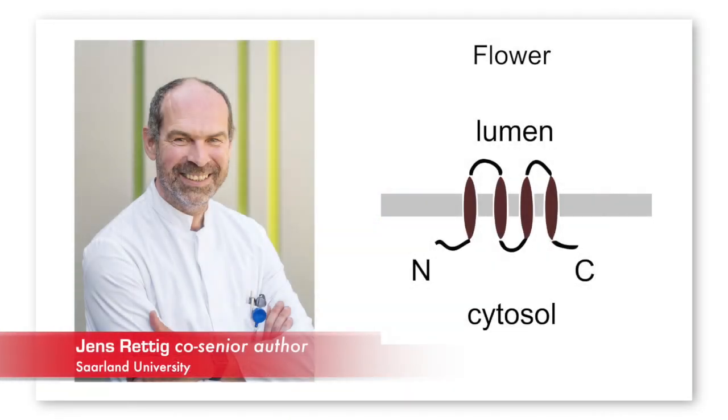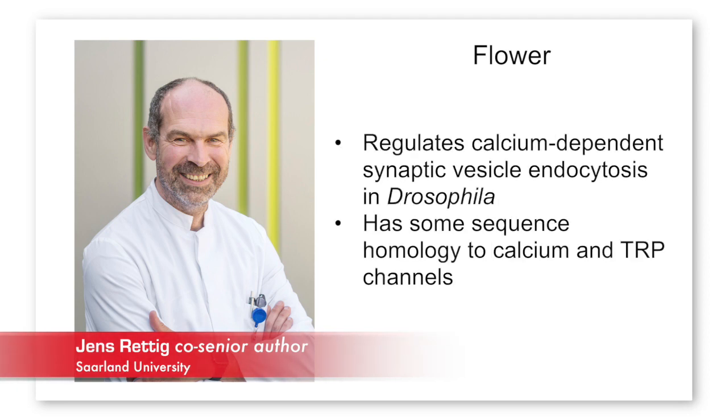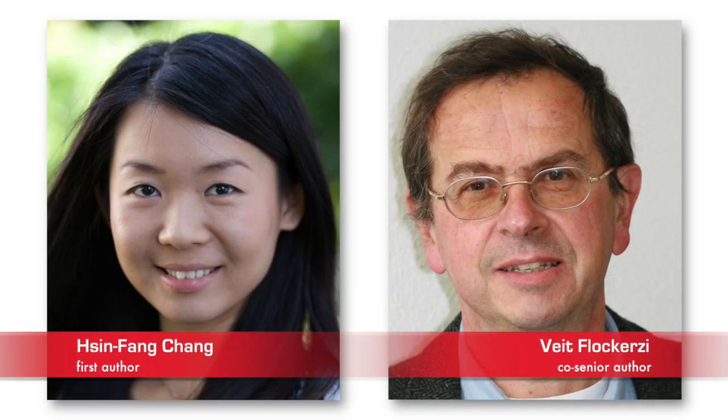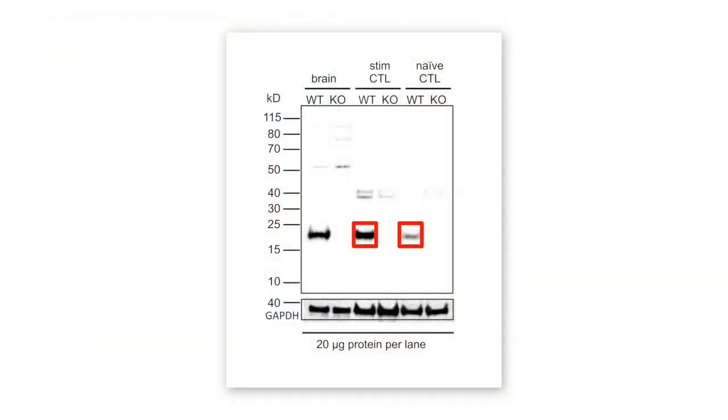The flower protein was reported by Hugo Bellen's lab in Drosophila neuromuscular junction to be a calcium channel which is responsible for mediating the calcium dependence of endocytosis of synaptic vesicles. And we thought, well, let's have a look whether that protein plays a role in cytotoxic granule endocytosis as well. Rettig and colleagues, including first author Xin-Fang Chang and co-senior author Veit Flockerzi, found that the mouse homologue of flower is expressed in cytotoxic T lymphocytes. The researchers then generated flower knockout mice and examined how the loss of this protein affected cytotoxic granule dynamics.